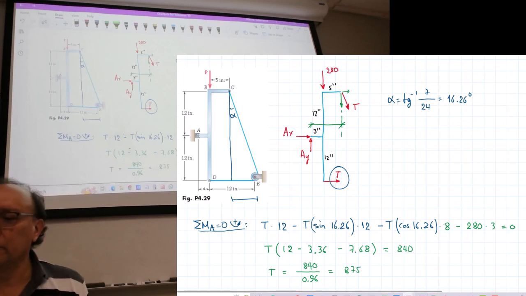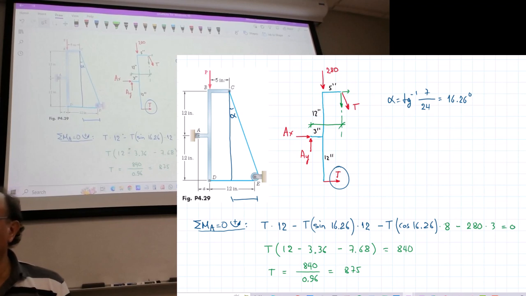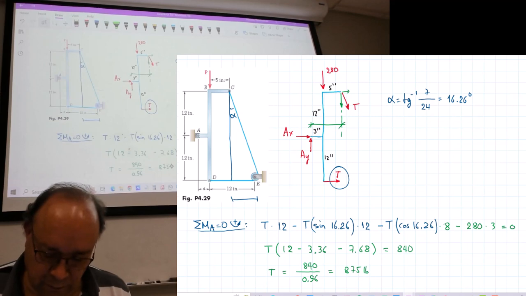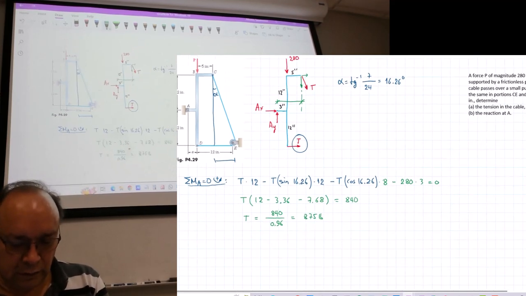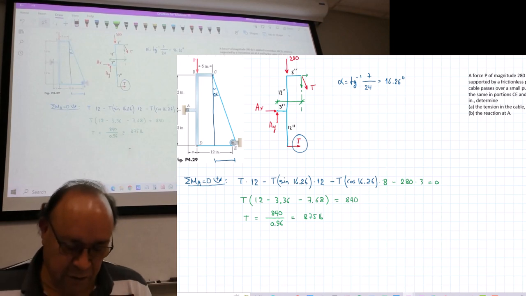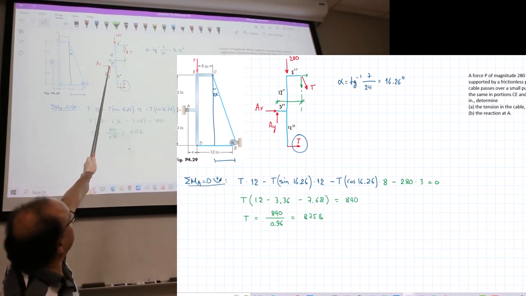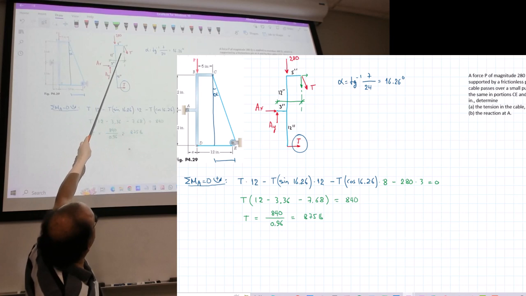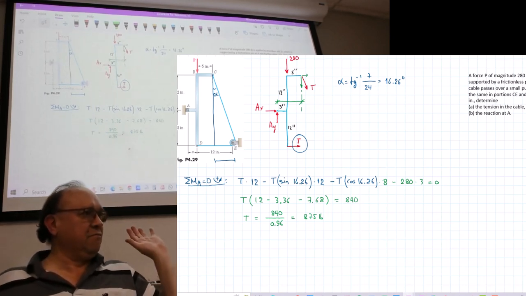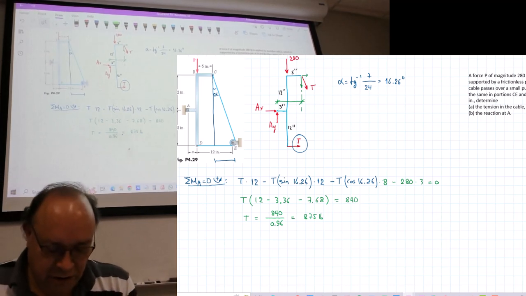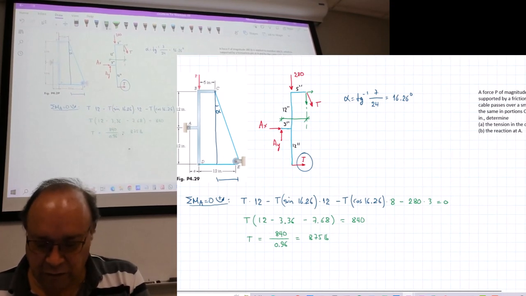Anybody got that? Tension. 875 newtons. Pounds. Well, whatever. Pounds. The rest you can do. The summation of forces in the x direction: this one is basically equal to T and the horizontal T, and the y is 280, the vertical T and 0 here, right? You can do the rest, right? I can put the solution in Canvas. What is left is so easy, right? I don't know, unless we have like 1 minute.